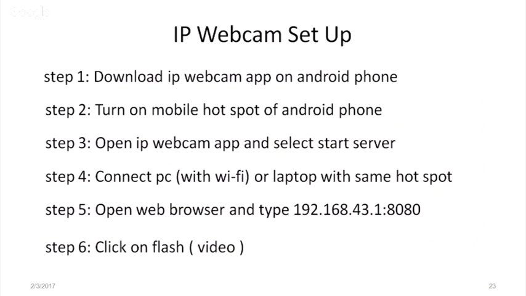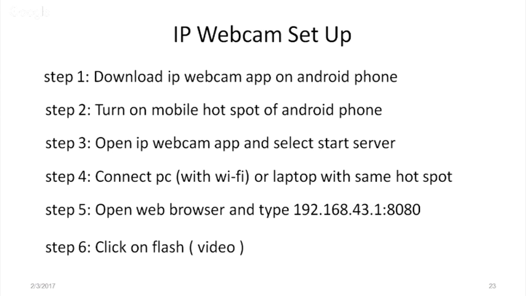For that purpose, step number one, we have to download the IP Webcam app on your Android phone. We have to turn on your mobile hotspot. After that, open your IP Webcam app and select start server. After that, what will you do? You will connect your PC or laptop, with Wi-Fi capability, to the same hotspot. After that, we will check how we are getting our input from your wireless webcam.